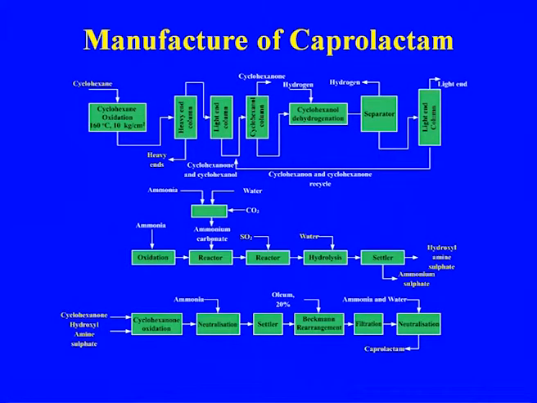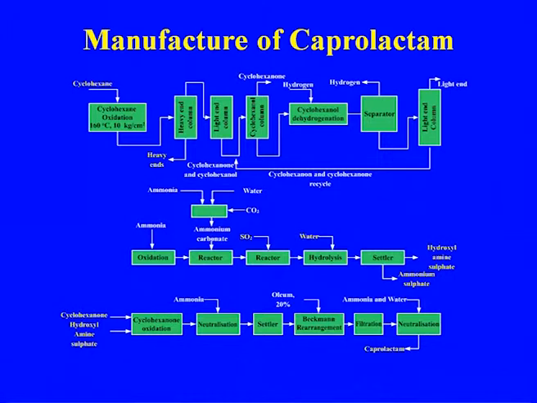This is the manufacture of the caprolactam, the 3 major units which I told you. One is the production of the cyclohexanone, where after the oxidation we are getting the cyclohexanone and cyclohexanol, which is recycled here, and then the cyclohexanone finally goes to the reactor where it is reacted with the hydroxylamine sulfate.